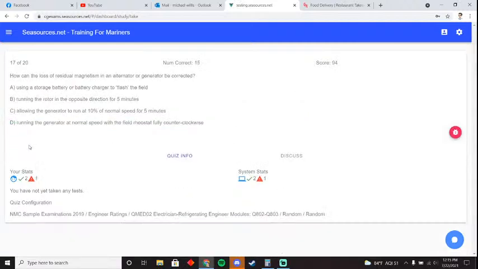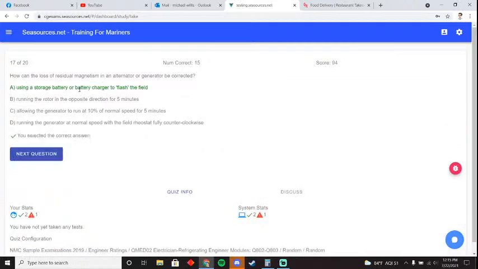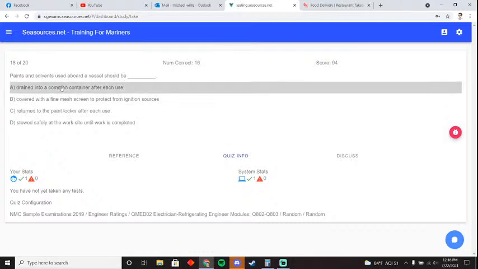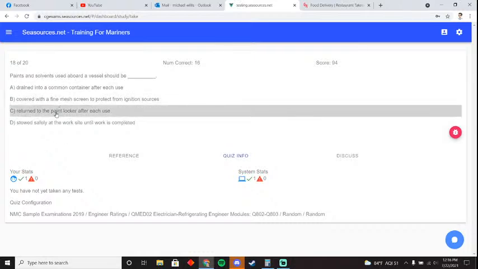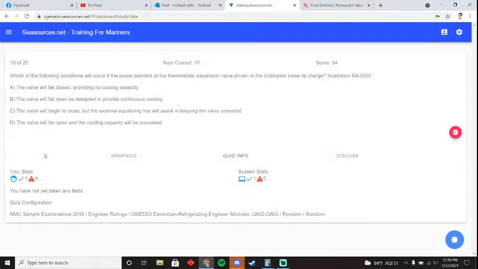How can the loss of residual magnetism in an alternator or generator be corrected? You can use a storage battery or battery charger to flash the field. Okay, now I can see. Paints and solvents used aboard a vessel should be returned to the paint locker after use because they're toxic materials and they could cause fires.